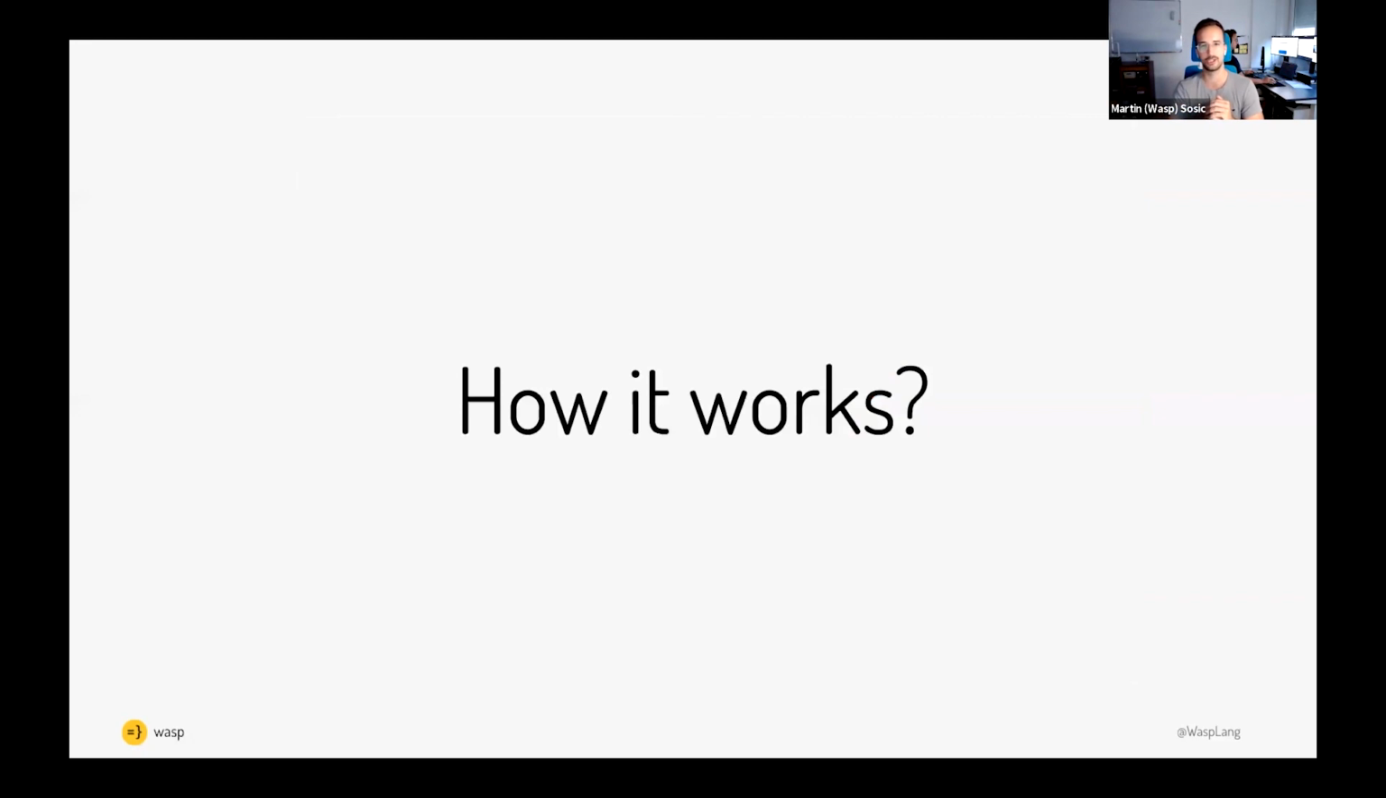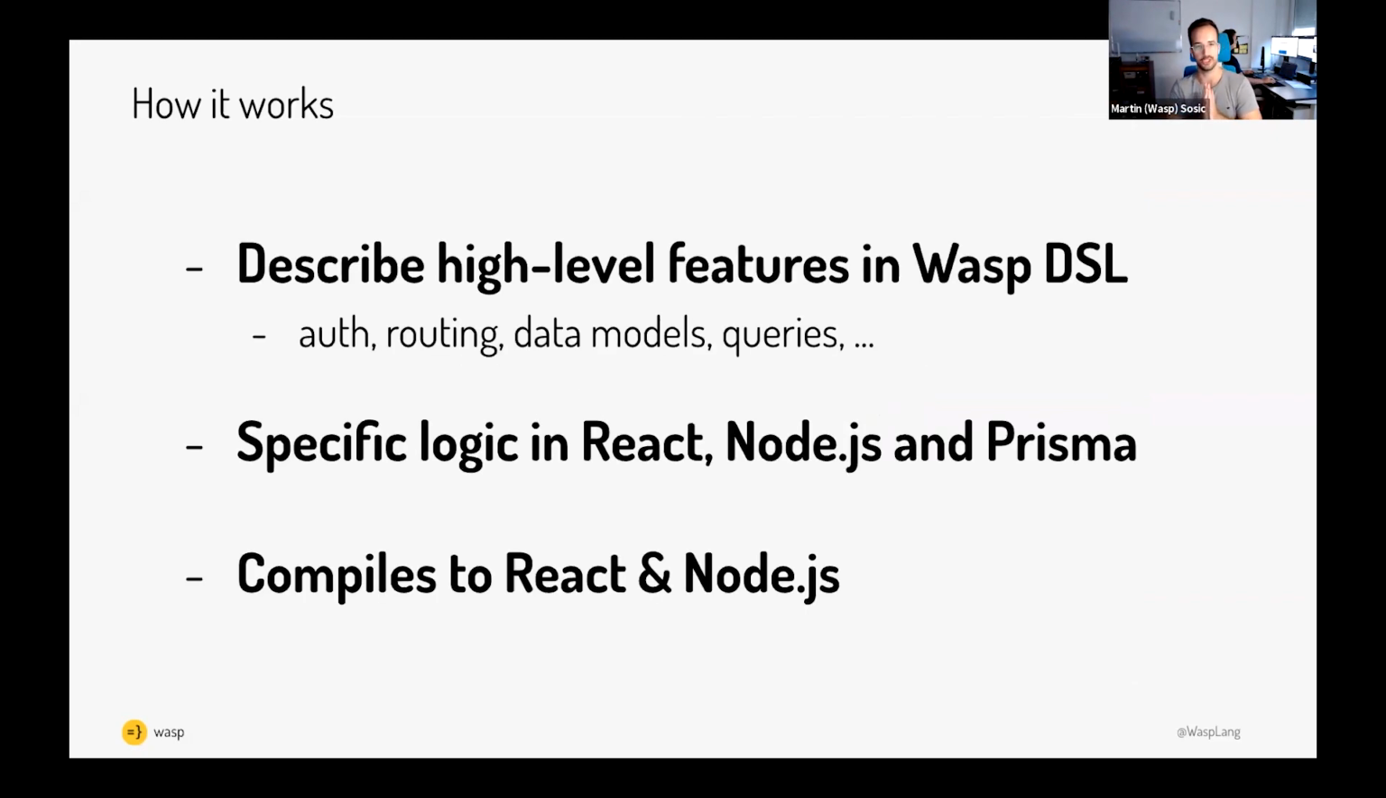So now let's go to the how-it-works part. I described it briefly, but I will go through a few more examples. As I mentioned, the idea is to describe high-level features in the Wasp configuration language, and you will see what it actually is. Then again, we are giving developers full flexibility to use React, Node.js, and Prisma for the database, and actually write any code they might need to write. So we actually want Wasp to be able to support complex applications, which you can see nowadays. And also at the end, what is happening under the hood is that everything is being compiled to a pure React and Node.js application.